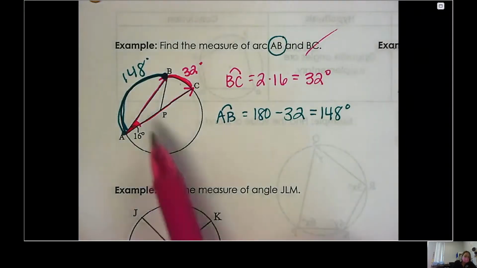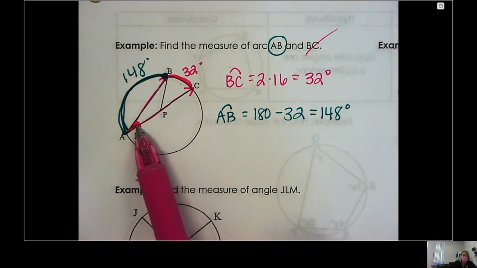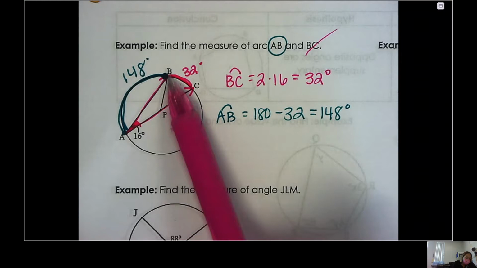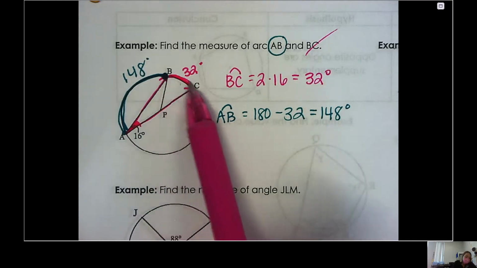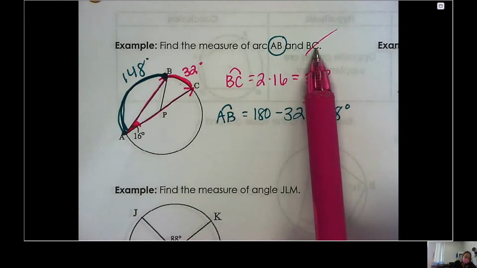So I took the angle first, with 16. I doubled it, and that gave me the arc right here of 32. That's this one, BC.